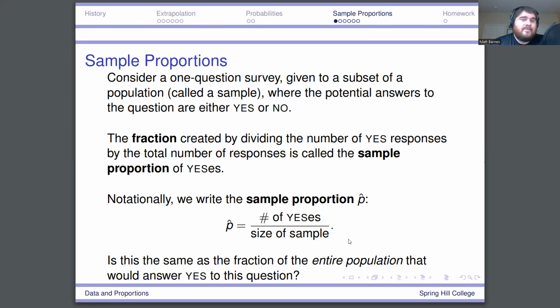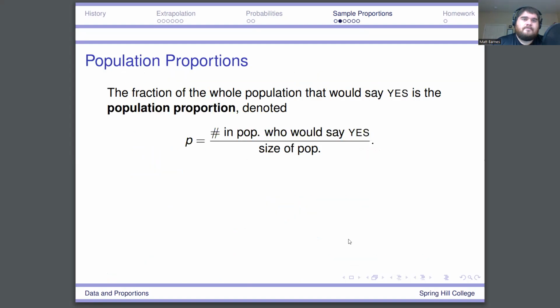Now, is this the same as the fraction of the entire population that would have answered yes? Probably not, right? When we take a sample, all we can get is some kind of estimate, and how good that estimate is varies based on a lot of factors. But again, it points us in the right direction here.